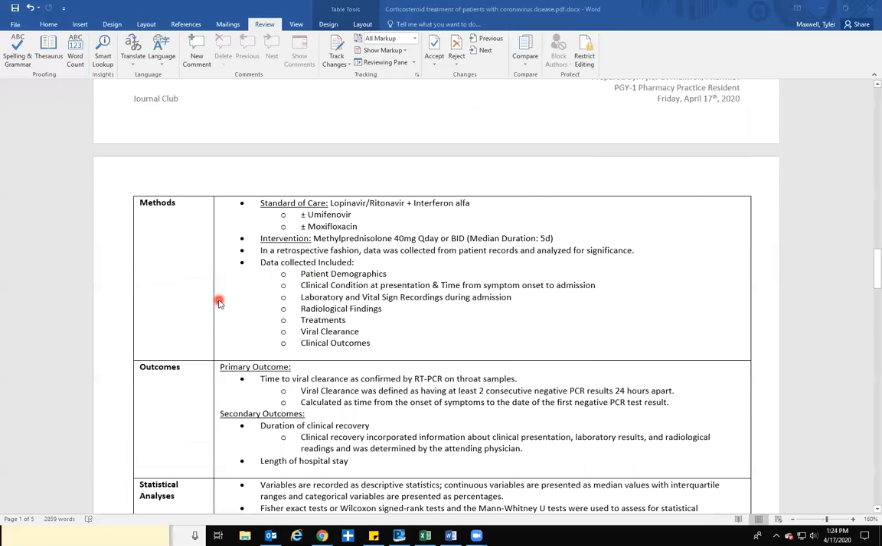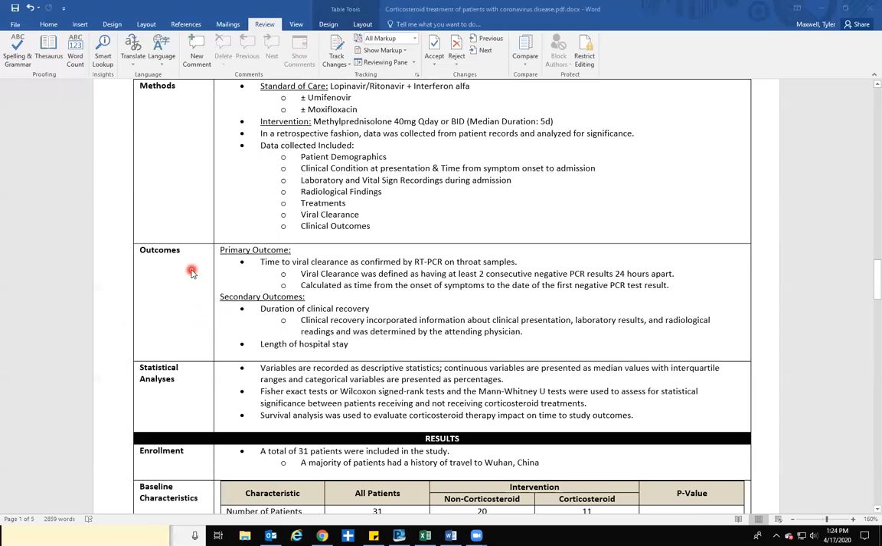So data was collected for the patients in a retrospective fashion by going through the chart. Demographics such as age, sex, and comorbidity were recorded. Clinical conditions of presentation and the time from symptom onset to admission. Clinical conditions, they really were just recording their symptoms at the onset and how they were presenting to the hospital. Laboratory and vital sign recordings were, again, recorded for this study. They looked at radiological findings, treatments, viral clearance, and clinical outcomes. Clinical outcomes aren't defined super clearly, but we'll get into that in a second here.